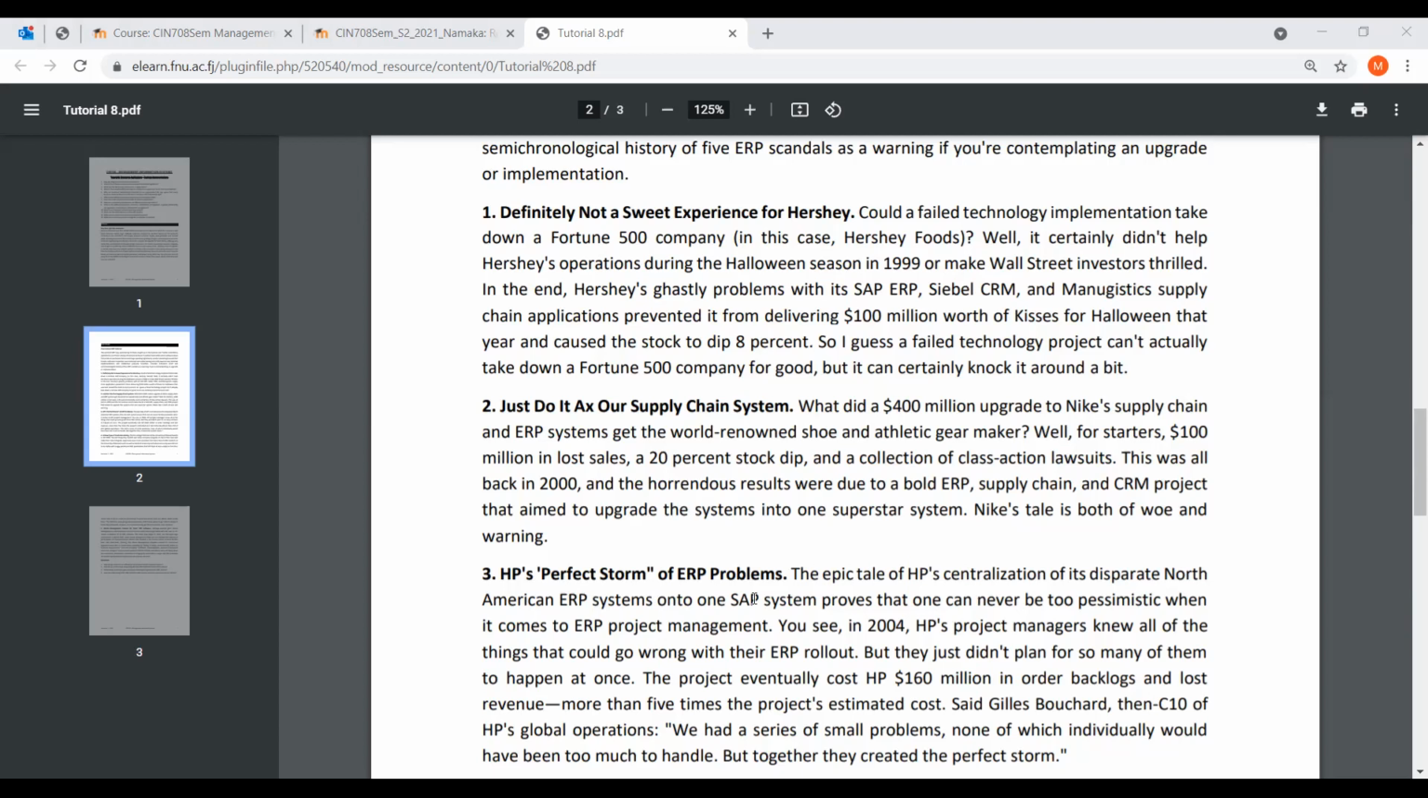Okay, $100 million, that's a lot of zeros. Okay, so that's a lot of money. So that much money went down the drain for Hershey Foods.